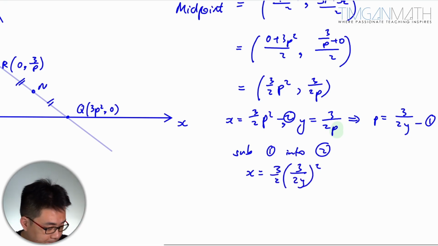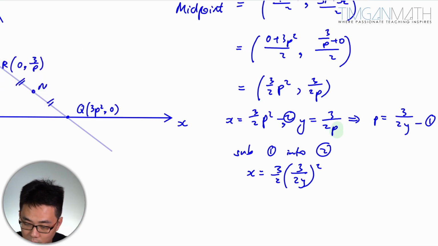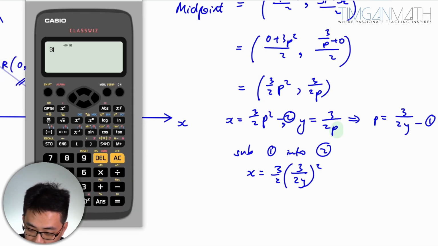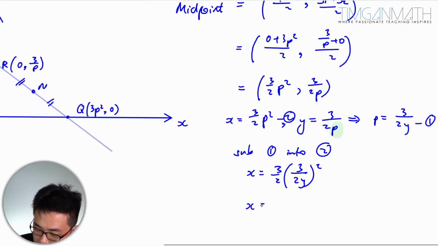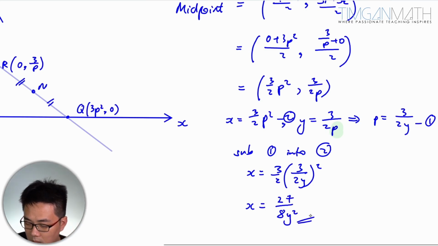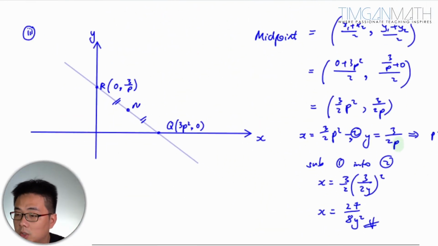So key it in the calculator, and you will get 3 over 2 times (3 over 2) squared. Then this will be 27 over 8. x equals 27 over 8 y squared. So this is the Cartesian equation. What does this mean?